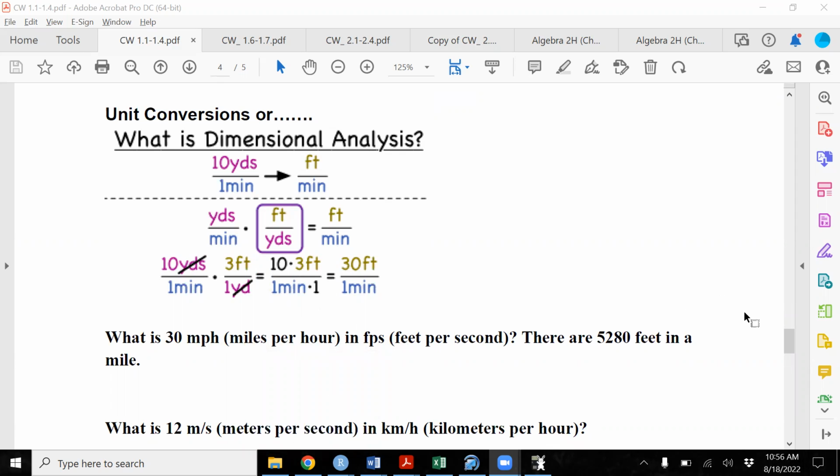So there's something here called dimensional analysis. In chemistry, you have grams and liters and all these things you measure, and you have to convert units. That's what's happening here. Apparently you have 10 yards per minute and speed in feet per minute.